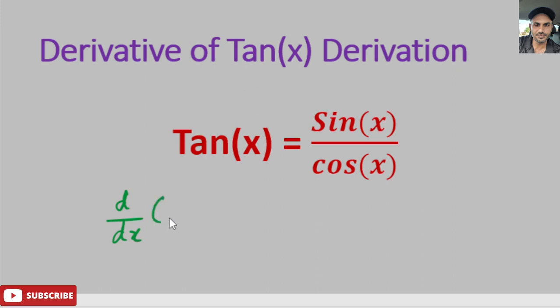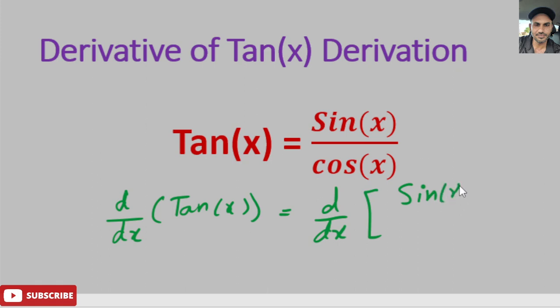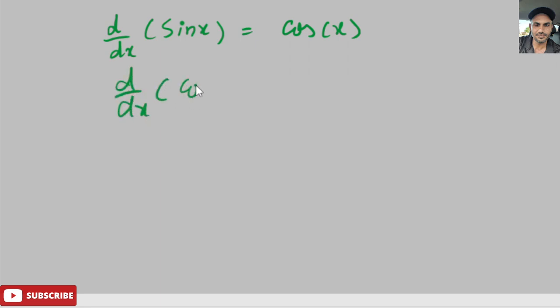So right here we want to take the derivative of tangent of x. Okay, so that would be equal to the derivative of the ratio of the sine of x over cosine of x. Okay, so now let me write down some information. Okay, we already know the derivative of sine of x equals cosine of x, and the derivative of cosine of x equals negative sine of x.